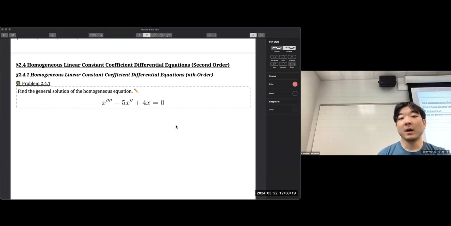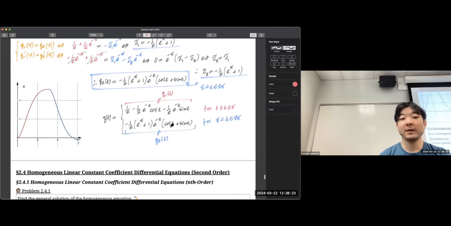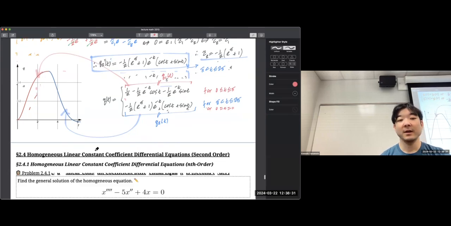Oh yeah, and just in case it's not clear, this was the blue graph, and this was the red graph. But I think that was clear.